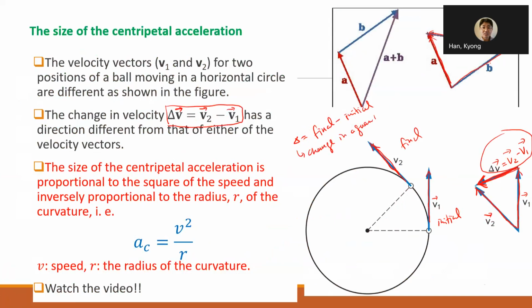The size of centripetal acceleration is proportional to the square of the speed and inversely proportional to the radius. This is an important formula. Centripetal acceleration is related to the speed, its magnitude, divided by the radius. The radius is the distance from the center of the circle to the position of the object here. This is the radius. The radius is the same here.